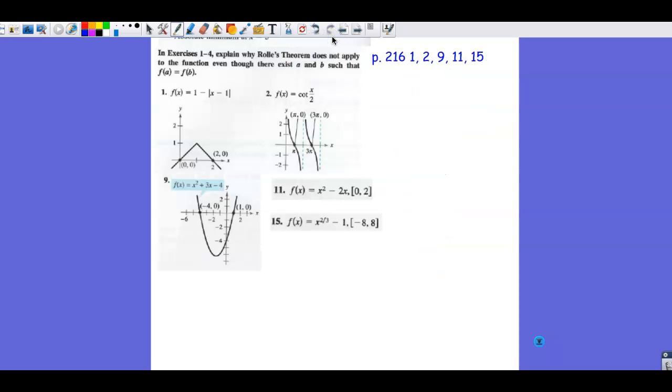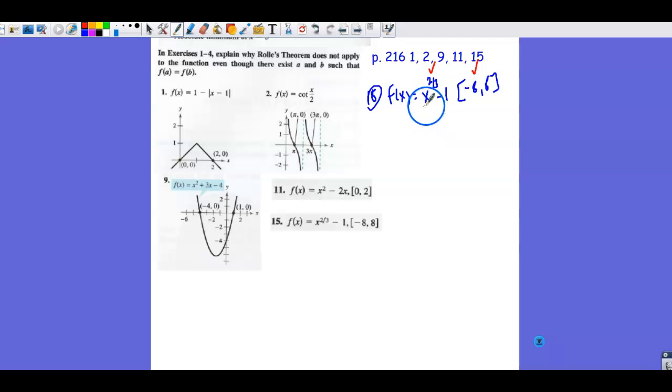And then lastly, number 15, x to the 2/3 power minus 1 on the closed interval from -8 to 8. You might have to take a quick gander yourself with a calculator, but x to the 2/3 power is a continuous function. It's just being shifted down 1 unit, so it's continuous everywhere. Therefore, it's continuous on the closed interval.